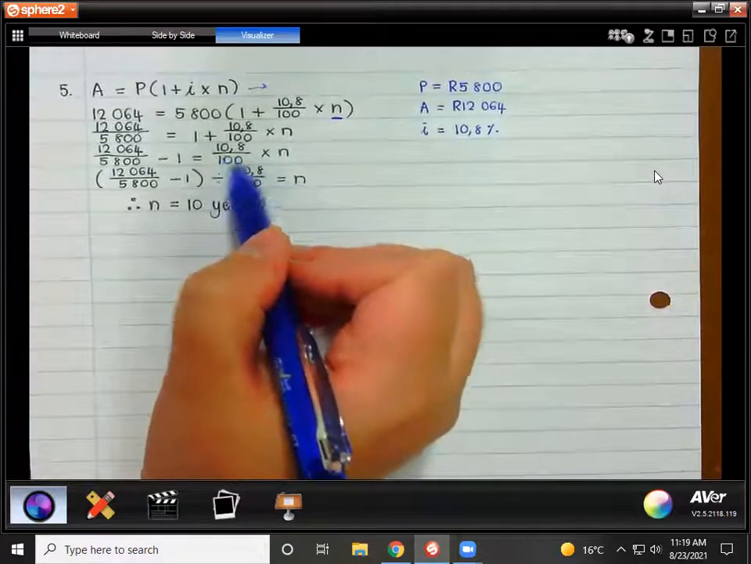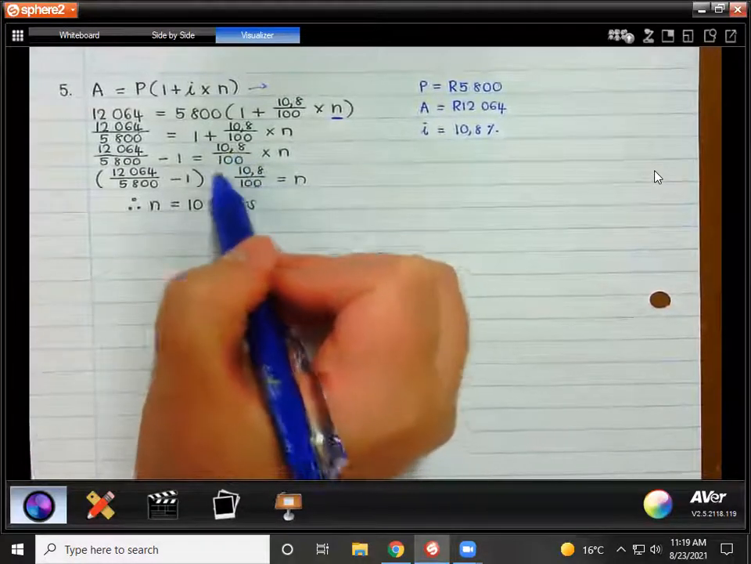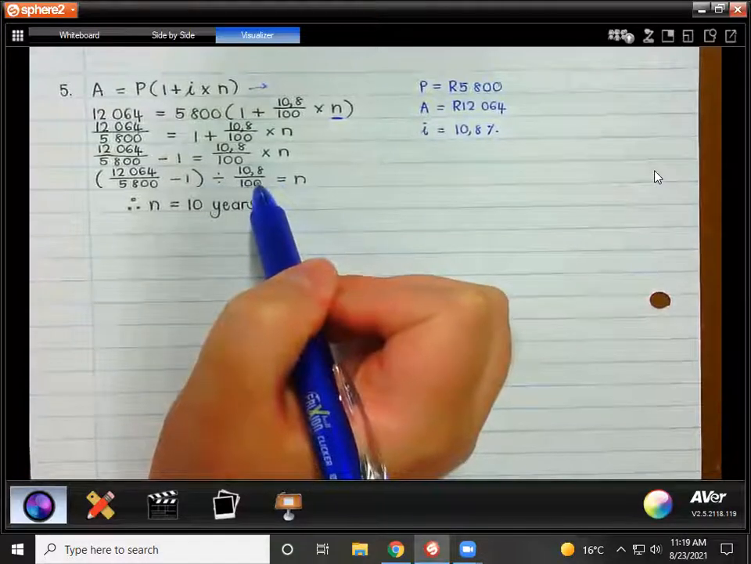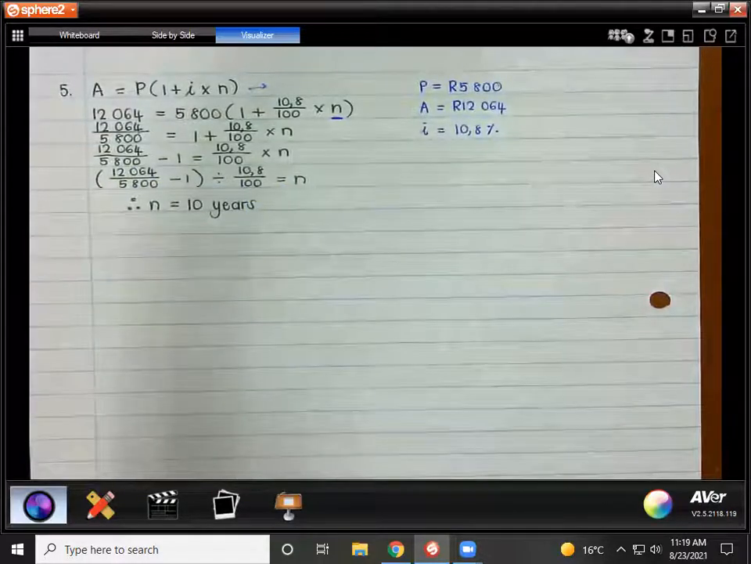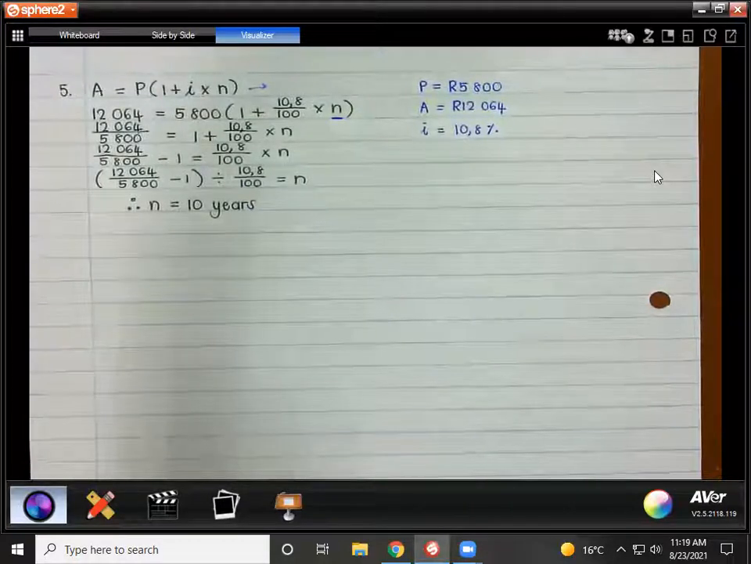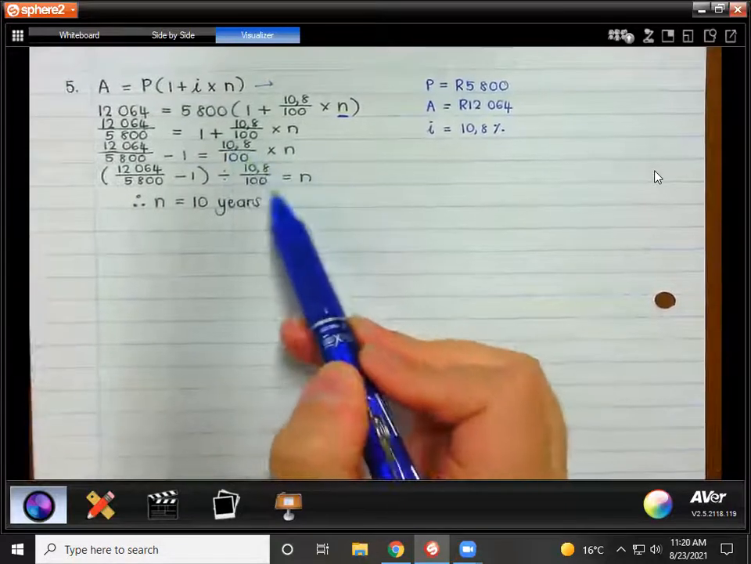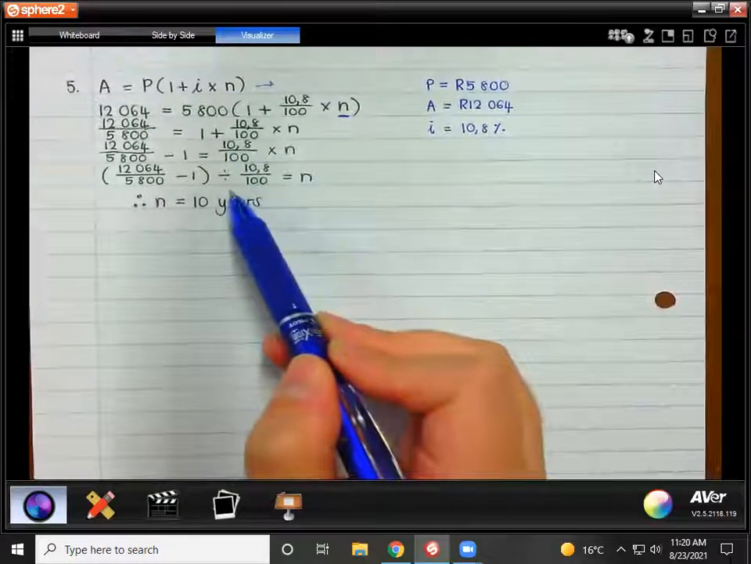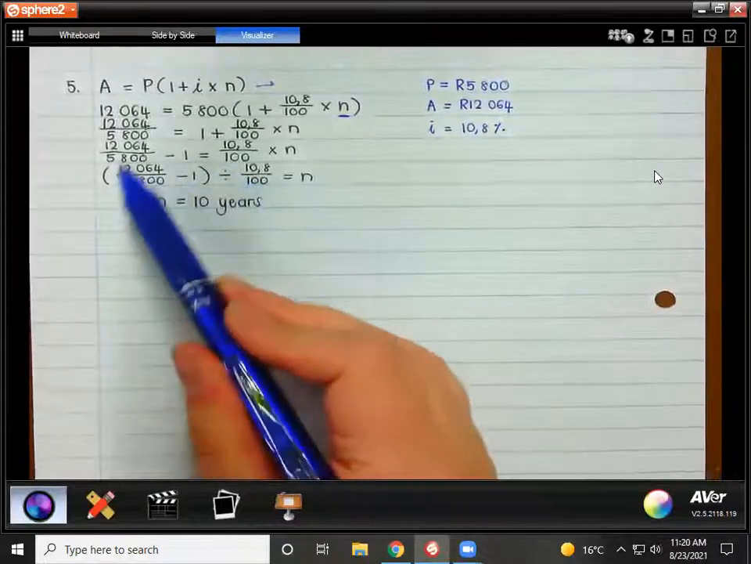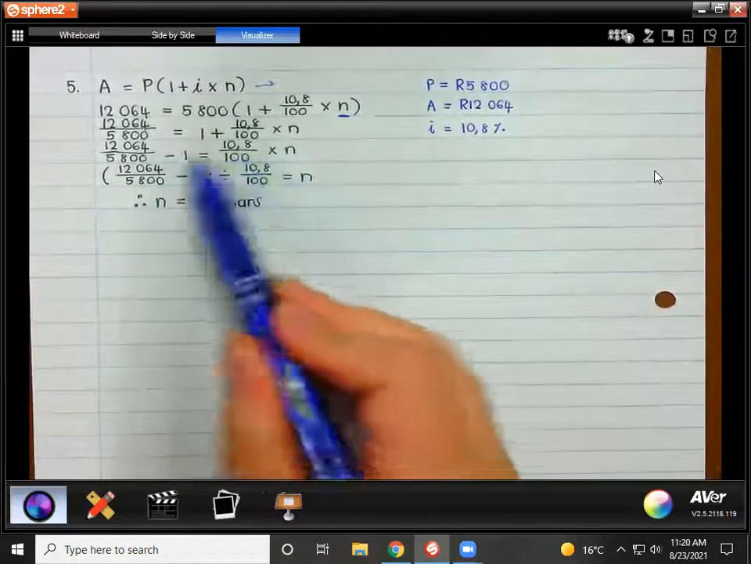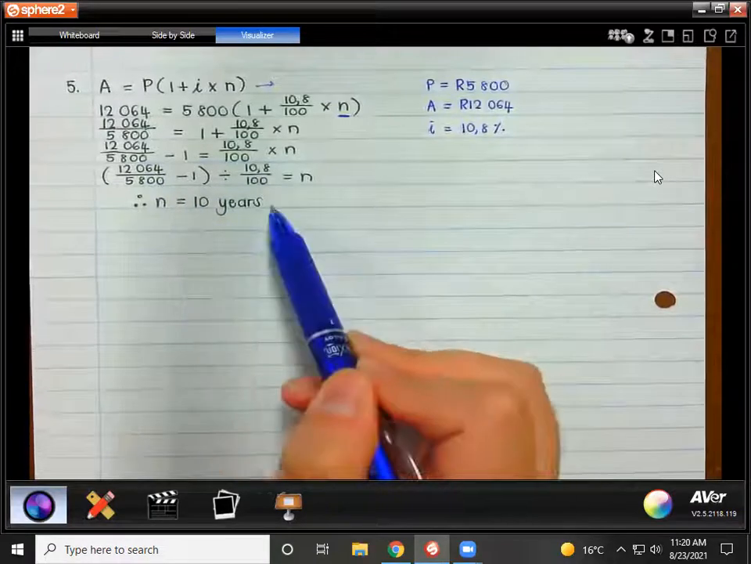Now to get N on its own, I'm multiplying by 10.8 over 100. The opposite of multiplying by this fraction is dividing by this fraction. You don't change the fraction. You don't change the thing you're dividing by. You just change the operation. So on this side, I'm timesing by it. So now I must divide by that exact same fraction on the other side. Then you type that into the calculator and it will give you your answer.